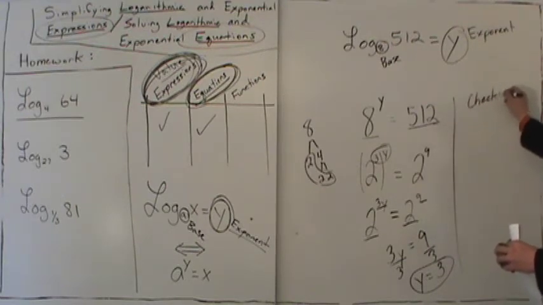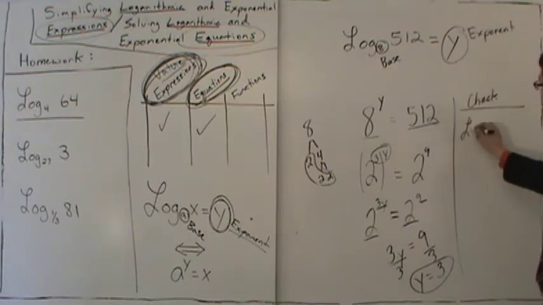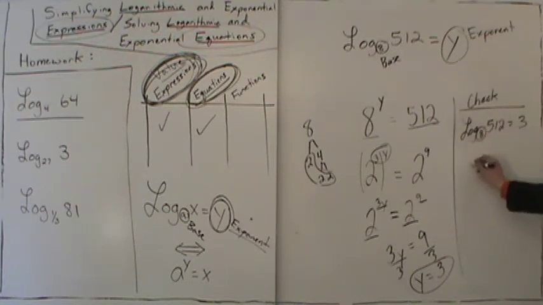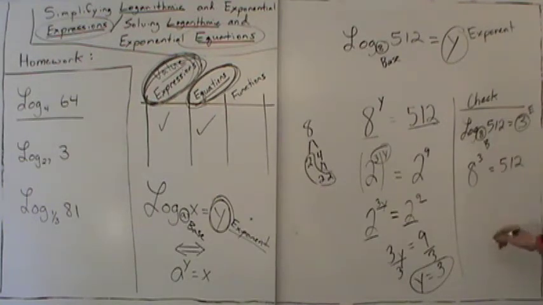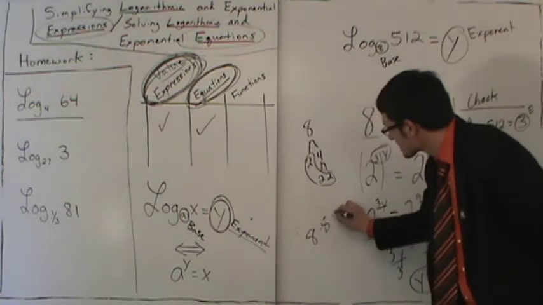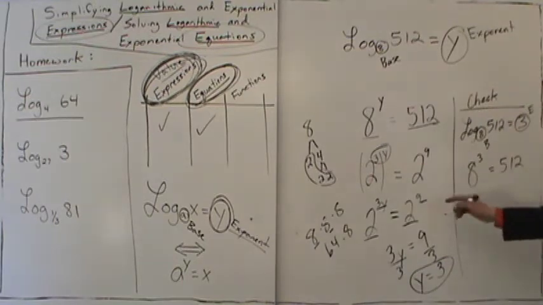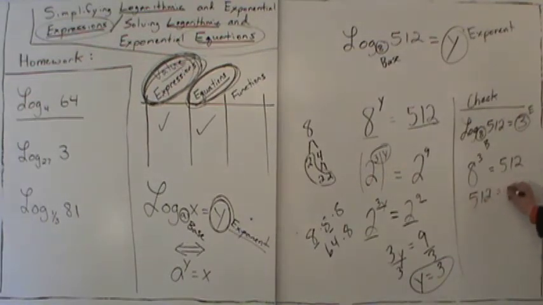I always want you guys to check your answer by plugging the 3 back in. So we're going to say log base 8 of 512 is equal to 3, means that the base is 8, the exponent is 3. This is your exponent, this is your base. 8 to the third is equal to 512, and if you do 8 to the third, you get what? 8 times 8 times 8, which is 8 times 8 is 64 times 8, and 64 times 8 is 512. Equals 512. And you are done. You have checked your answer.